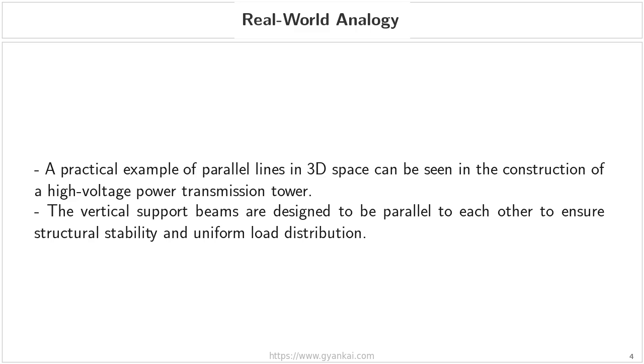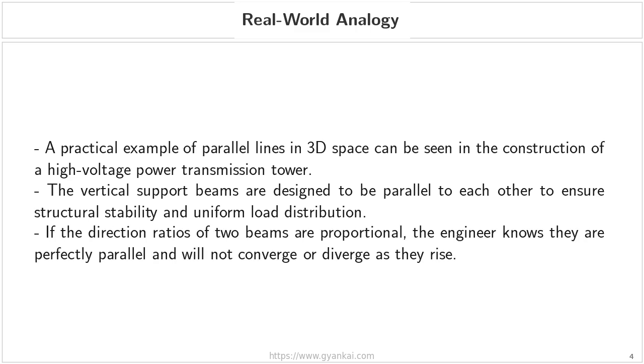This isn't just for aesthetics. It is crucial for ensuring structural stability and making sure that the weight, or the load, is distributed uniformly across the entire tower. From a mathematical perspective, an engineer can verify this parallelism by looking at the direction ratios we discussed in the previous slide. If the direction ratios of two different beams are proportional, the engineer has mathematical proof that the beams are perfectly parallel. This ensures that as the beams rise into the sky, they will not accidentally converge toward each other or diverge away, which would compromise the integrity of the entire tower.